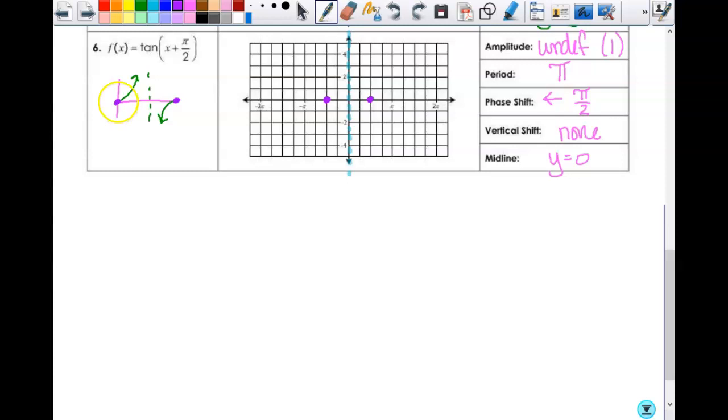Then halfway between this 0 and the asymptote would be a 1 for the parent function. And since there is no stretch, it really is still just 1. And then halfway between here is negative 1. Then my period should be pi. It is pi. So I feel good to continue the pattern. We good? So then we should be able to continue the rest and get it drawn in.